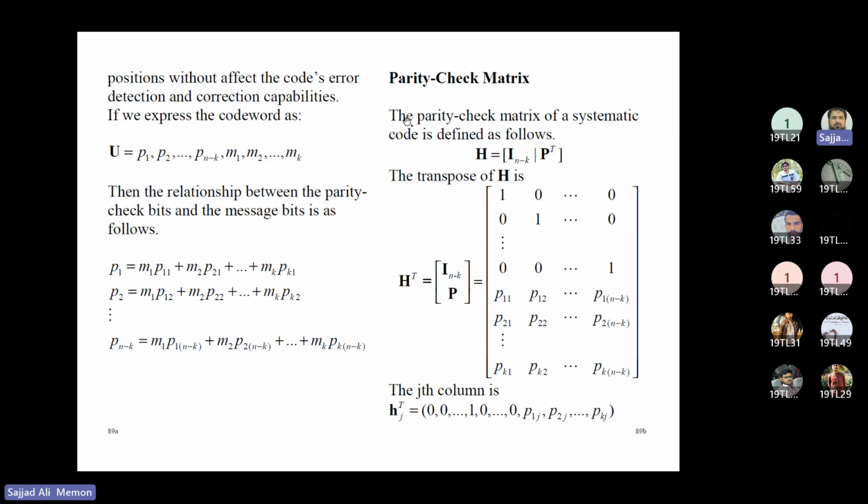Then we have the parity check matrix. The parity check matrix of a systematic code is defined as follows. Like G is the generator matrix, H is the parity check matrix. That is equal to the identity matrix I of n minus k, and then we have the transpose of the parity bits P. And the transpose of H will be equal to I of n minus k and P transpose, where the jth column can be given as shown here. The first bits are from the identity matrix, then we have the parity bits.